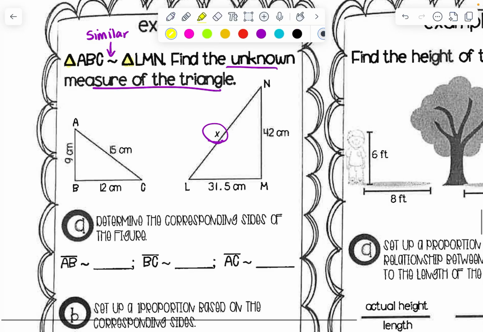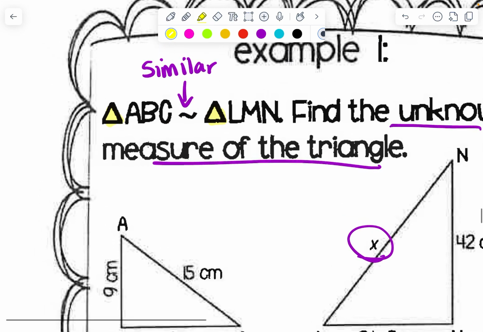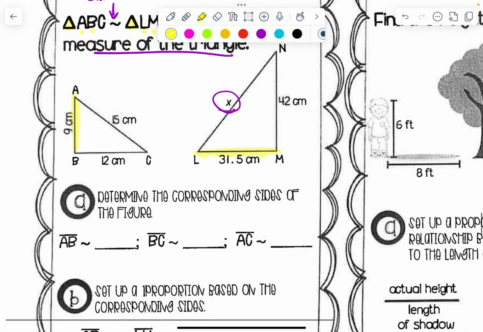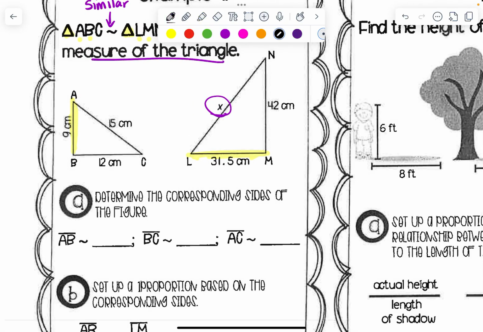The first thing I'm going to do, though, is highlight similar or corresponding sides. And I'm going to use the names of the triangles. So AB corresponds to LM. So I'm going to go ahead and highlight AB, and it corresponds to LM. Now that's also down here to fill in. So I'm going to go ahead and put LM, and I'm going to use the segment bar on top because it is a segment L to M.